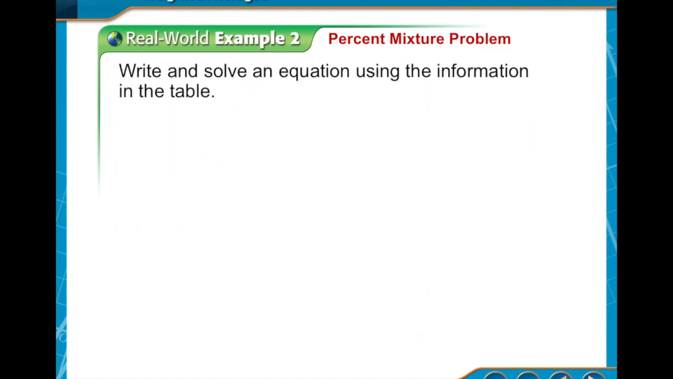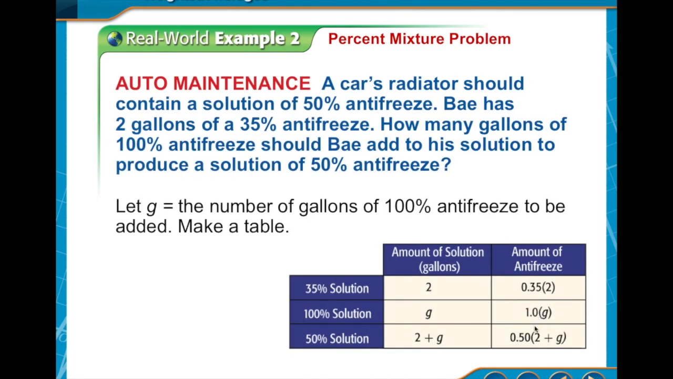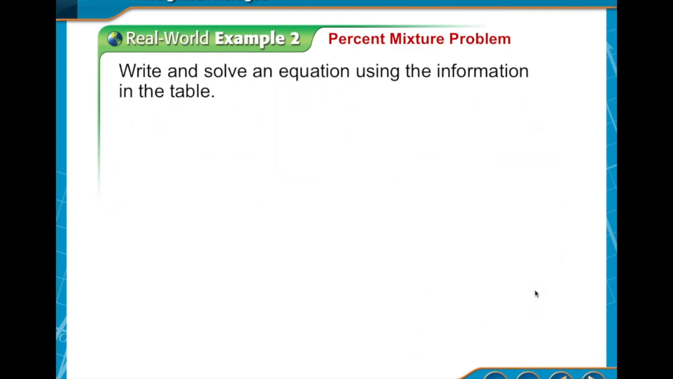So what do we know? Well, we know the amount of antifreeze, 35, plus the amount that we'll add, the amount of the 100, will equal our total amount that we want to come out to, 50. So we just found these three things in this last column in our table. So we can say this plus this equals our 50%. So we'll write all these things and get our equation.